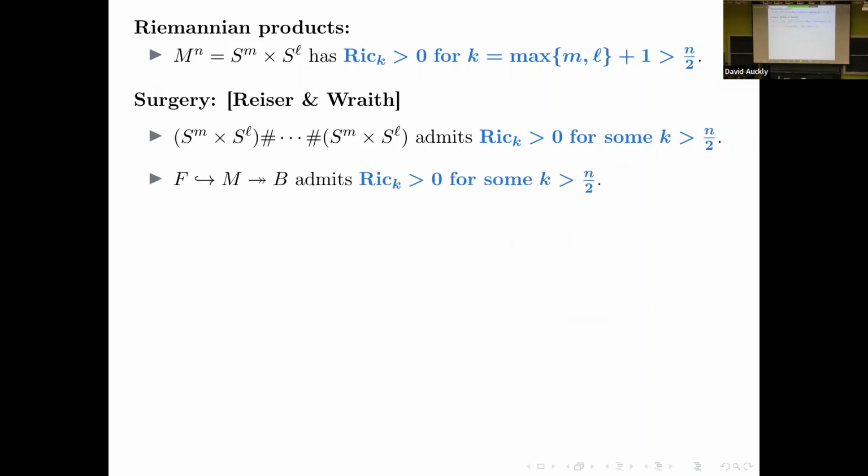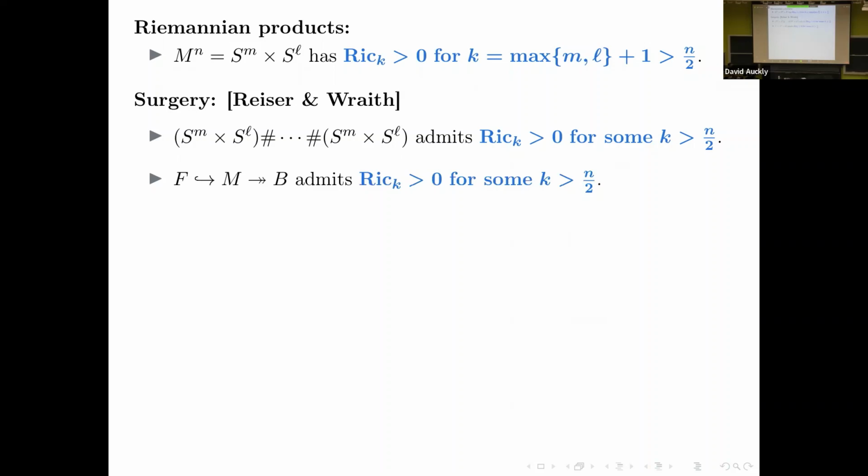Okay, and they also showed recently that if you take a fiber bundle where the base has positive intermediate Ricci curvature and the fiber has positive intermediate Ricci curvature, then the total space, if the structure group is compact, will also admit positive intermediate Ricci curvature. It'll have the same value of K that the trivial bundle would have.